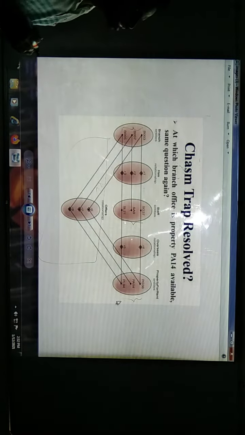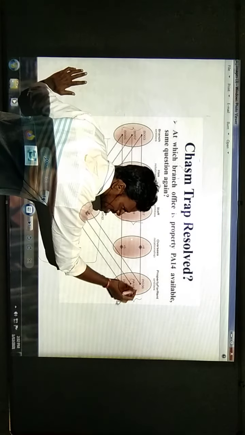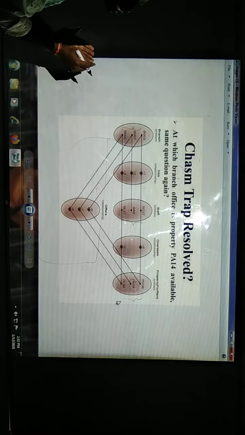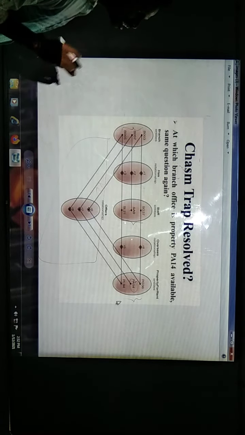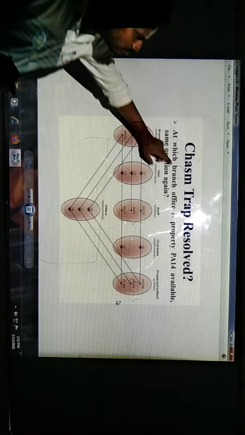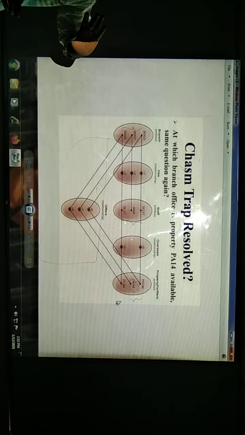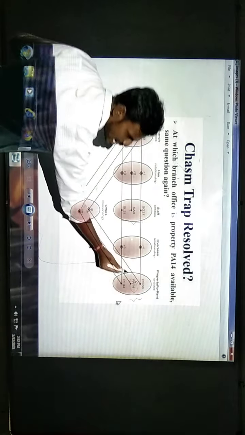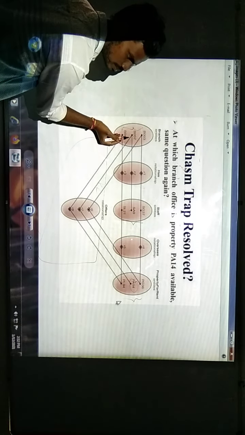But here the question comes: PA14, which is existing, is related to which department, which particular branch is having the property called PA14. If you are asking that question, we are unable to answer. I can say, at which branch office is property PA14 available? If this question exists, you can't answer. Why? Because we are not having any relation towards the staff, so that we could go for the branch.